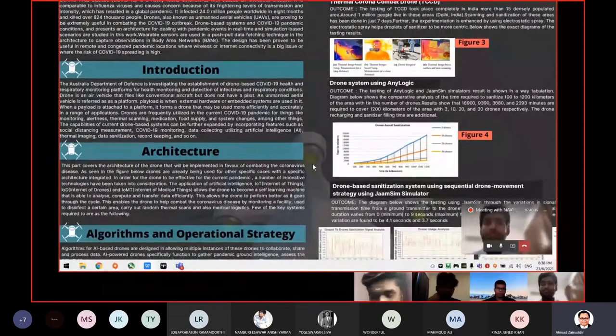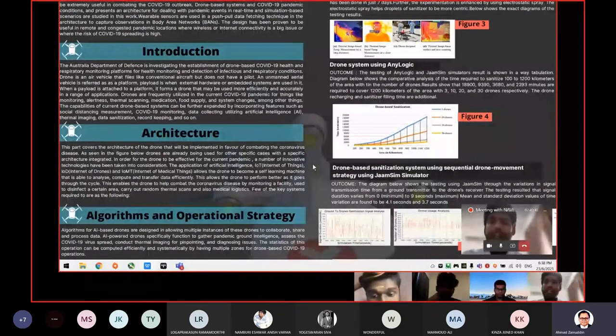Moving on, I'm going to the introduction. The Australian Department of Defence is investigating the establishment of a drone-based COVID-19 health and respiratory monitoring platform for the health monitoring and detection of infections and the respiratory condition.